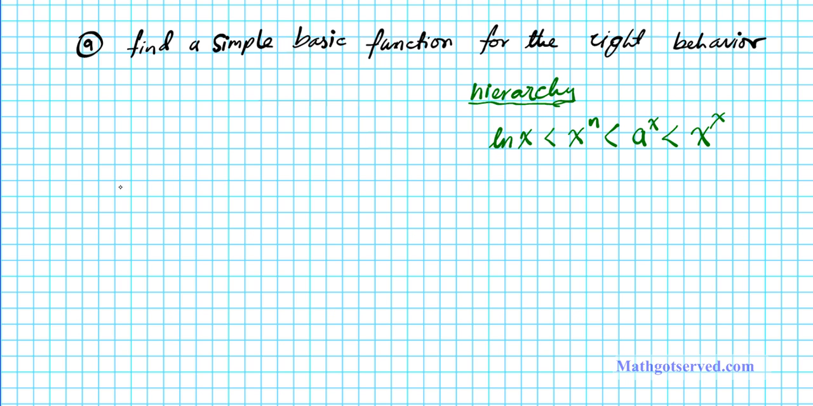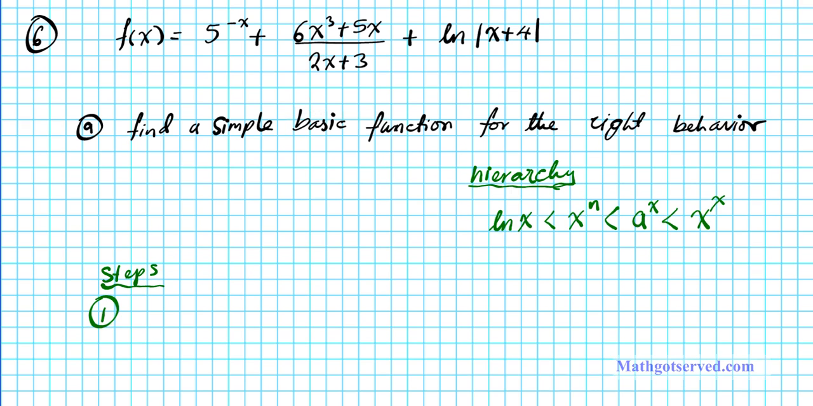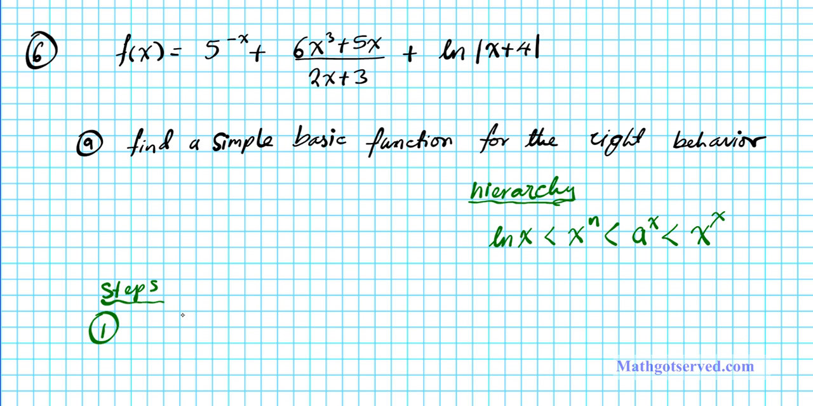The steps for finding the end behavior model are as follows. First of all, take the limit as x approaches infinity of each addend. So basically, for all the functions that you're adding, you're just going to take the limit as x approaches infinity for each and every one of them.